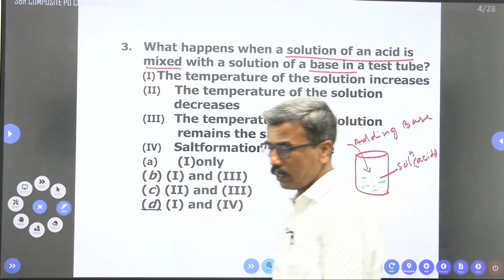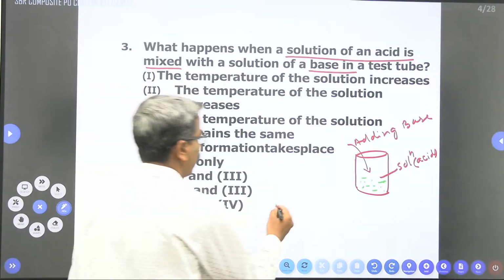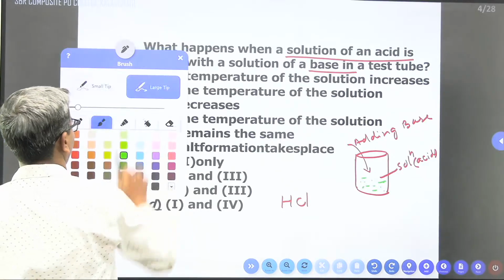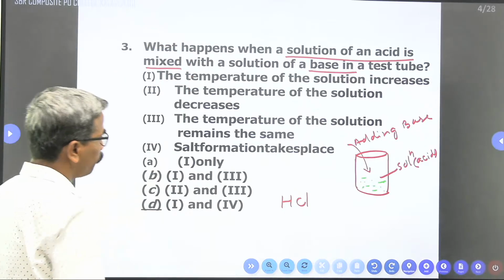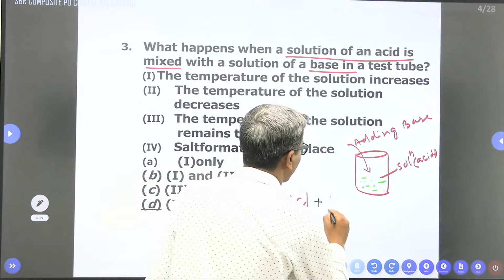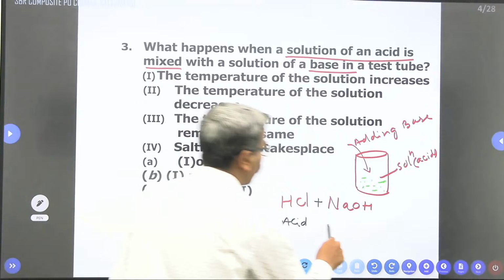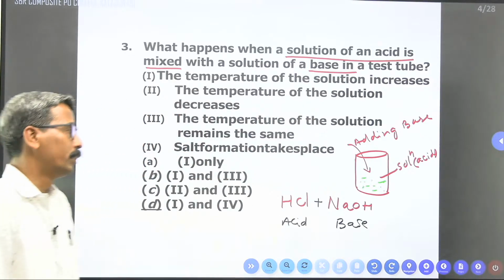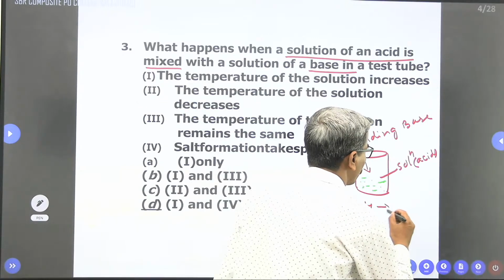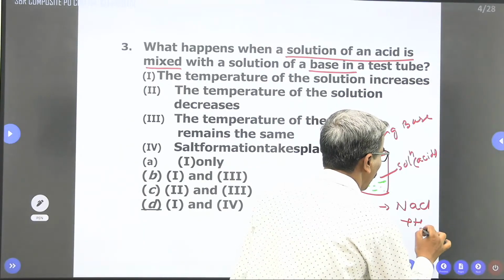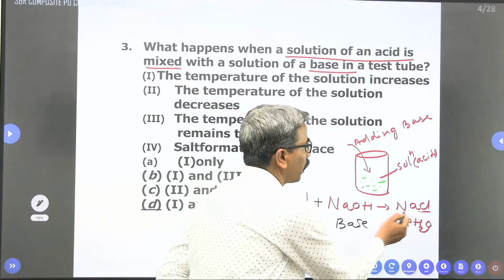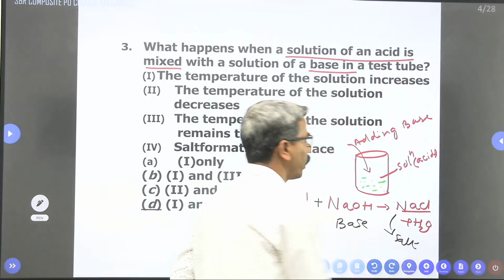Now you already know this reaction from when we discussed it. Suppose I take the example of acid as hydrochloric acid, and the base as sodium hydroxide. When acids react with bases, they give salt plus water. This reaction we are going to call a neutralization reaction, and this compound is going to be salt.